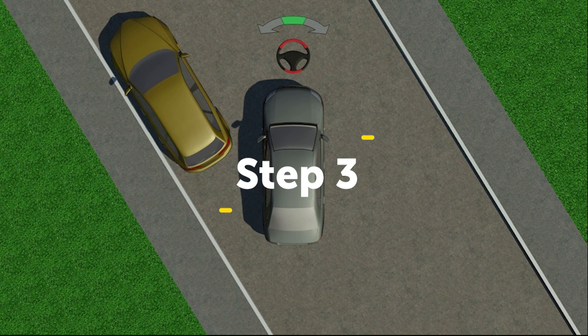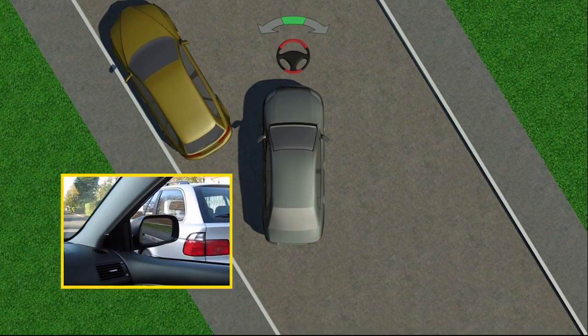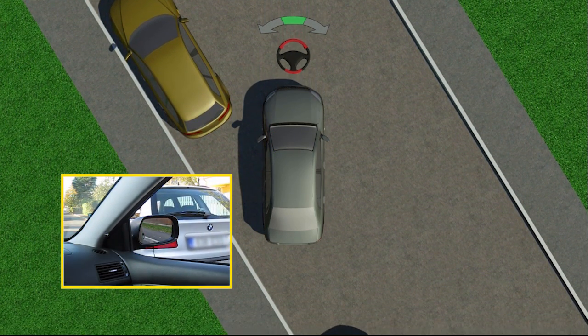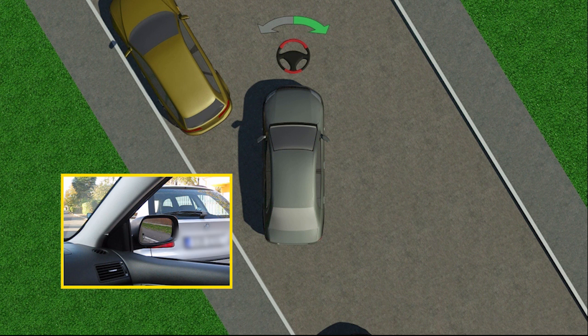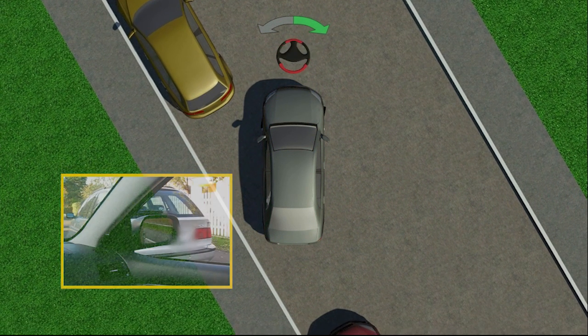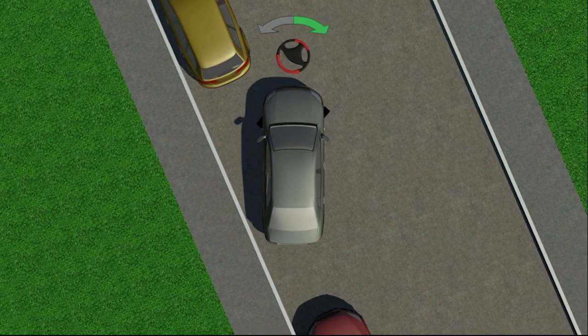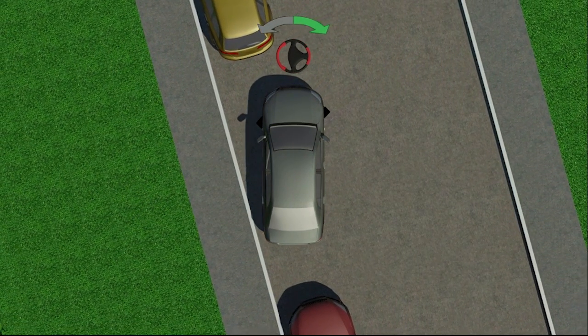The third step. The driver looks at the left side mirror. When it covers the taillight of the car in front, the driver turns the steering wheel to the right. Now our car is inside the parking space, and we only need to put it parallel to the curb.